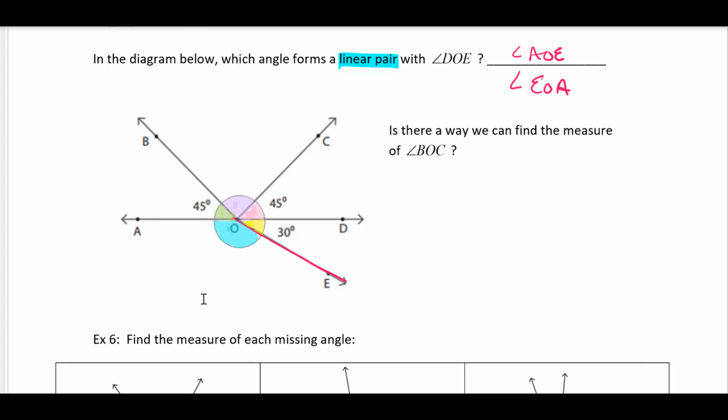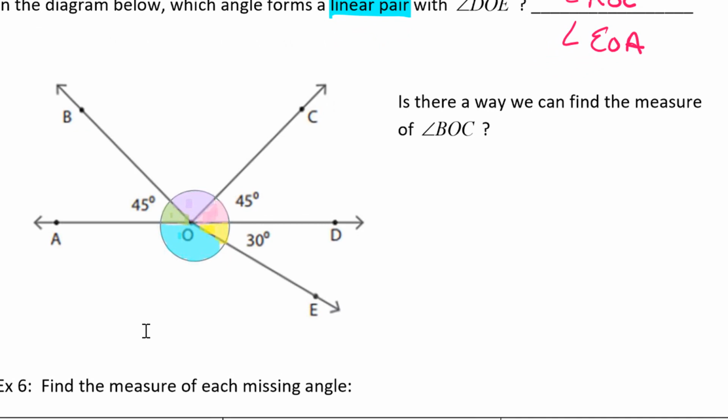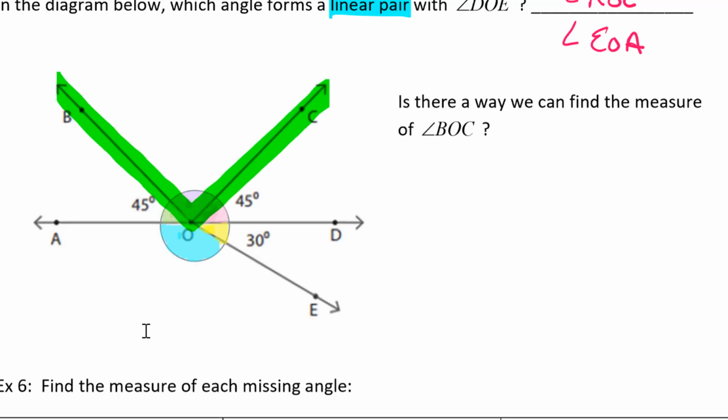Now, when we take a look at this next piece, is there a way we can find the measure of angle BOC? So let's see where that is. B's here, comes down, O, and then C goes that way. So we're talking about this value right in here. Is there any way to find that?